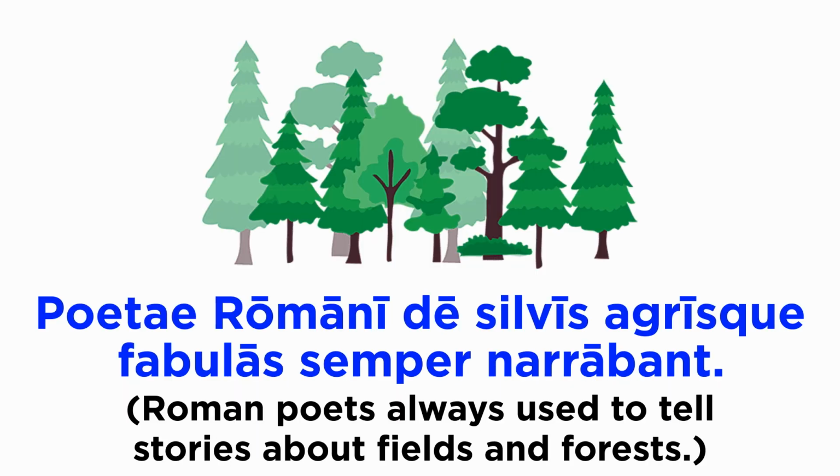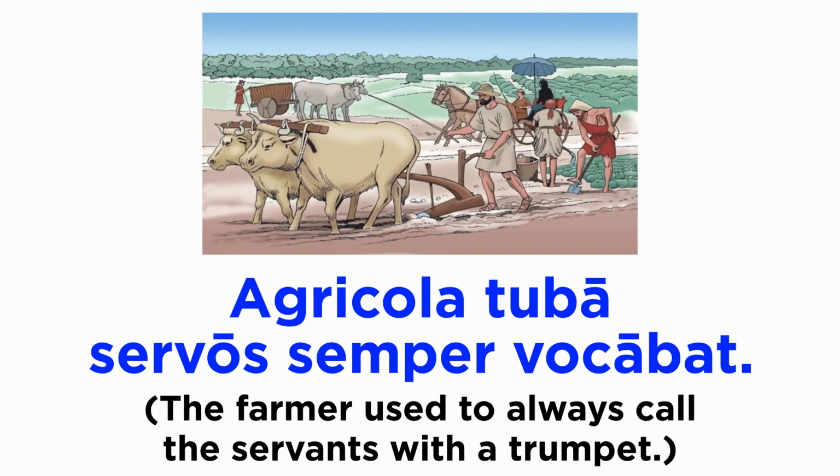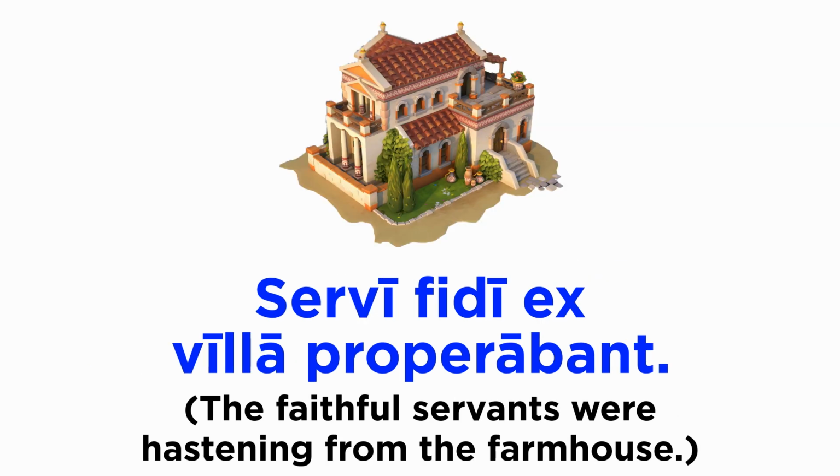Let's now see this tense being used in other sentences. Poetae Romani de silvis agrisque fabulas semper narrabant. Viri cum pueris saepe agros arabant. Agricola tuba servos semper vocabat. Servi fidi ex villa properabant. With imperfect tense now understood, let's check comprehension.